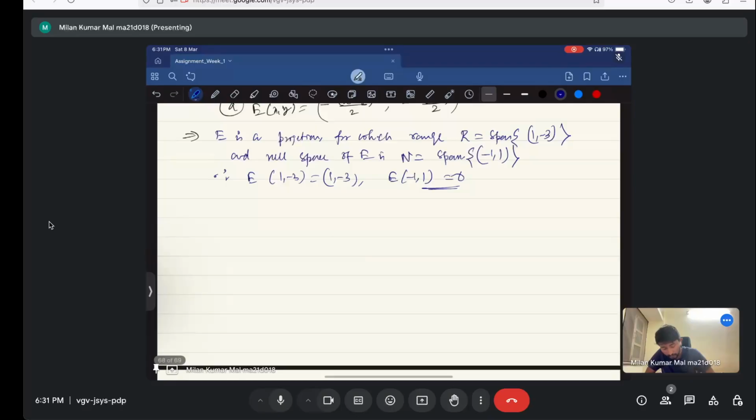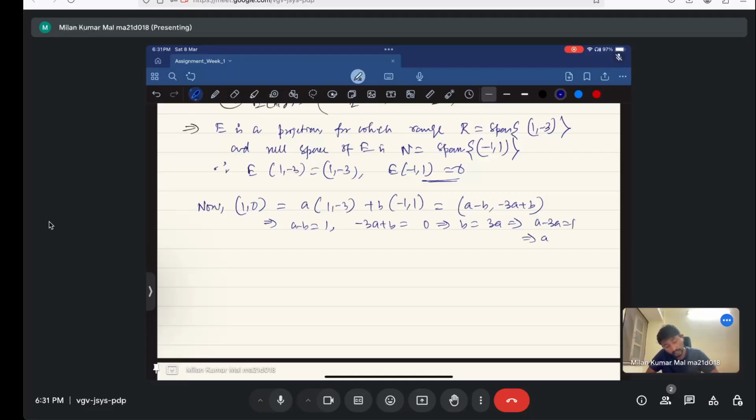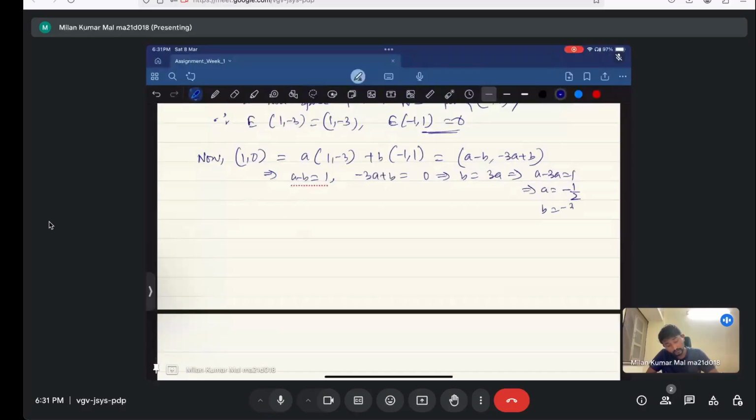Now the standard basis vector (1, 0) can be written in this form: a(1, -3) + b(-1, 1). Therefore this is (a - b, -3a + b). So we get a - b equals 1 and -3a + b equals 0. This gives b equals 3a, and then a - 3a equals 1, which gives a equals -1/2. Therefore one gets b equals -3/2.